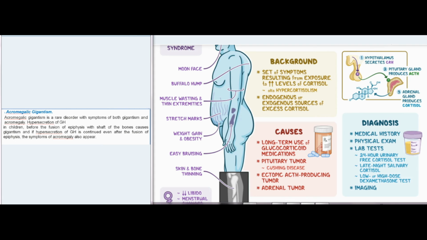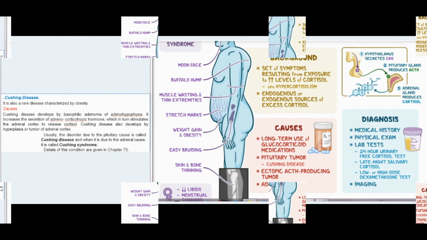Acromegalic gigantism. Acromegalic gigantism is a rare disorder with symptoms of both gigantism and acromegaly. Hypersecretion of GH in children, before the fusion of epiphysis with shaft of the bones, causes gigantism, and if hypersecretion of GH is continued even after the fusion of epiphysis, the symptoms of acromegaly also appear.